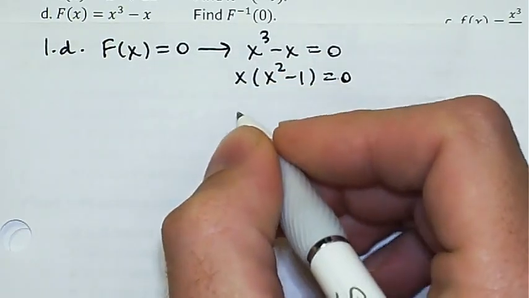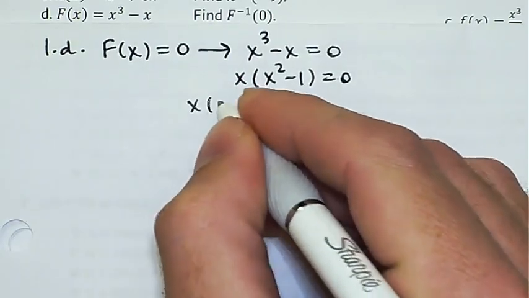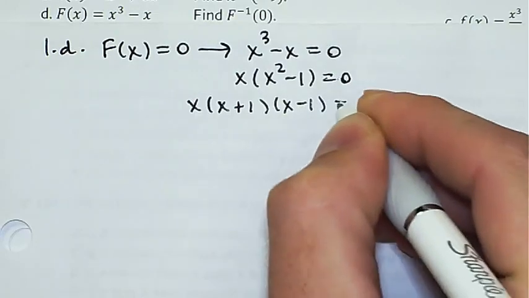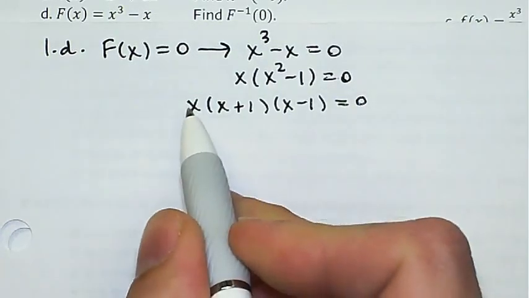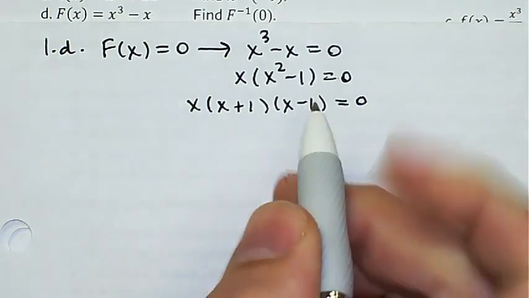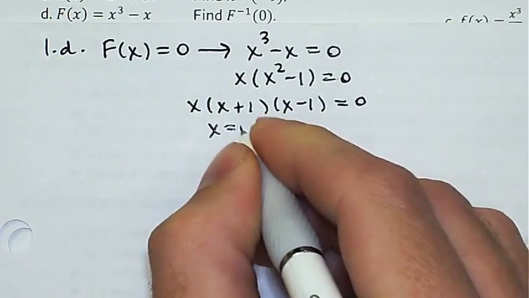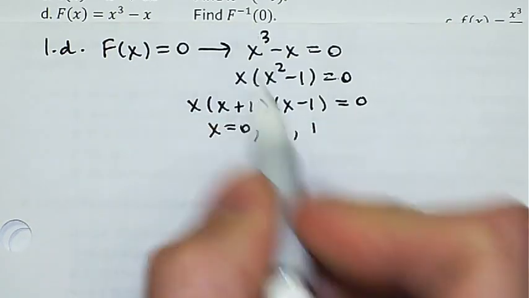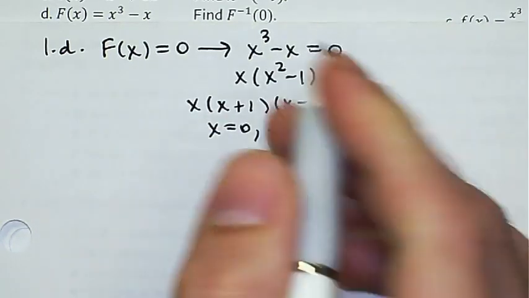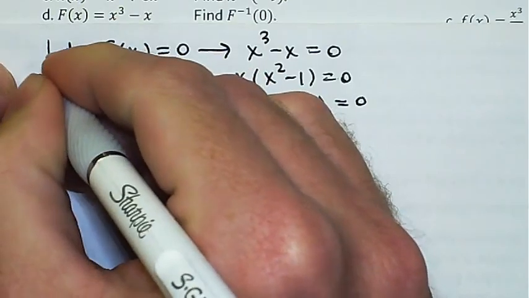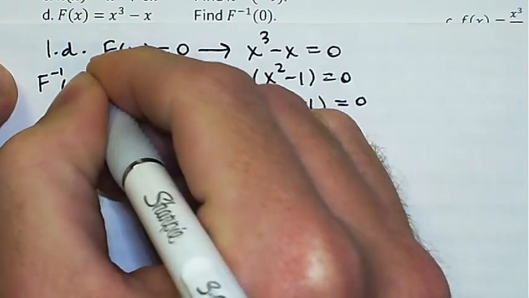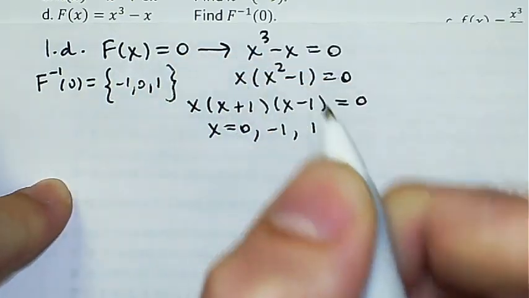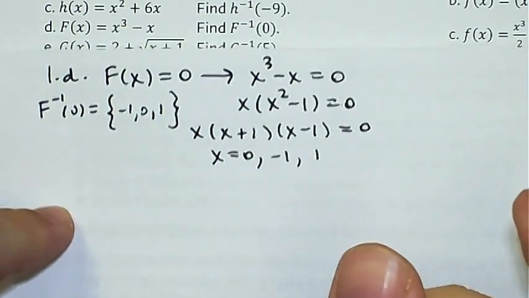And x squared minus 1, that can be factored too. That's a difference of 2 squares. So I'm going to have x times x plus 1 times x minus 1 equaling 0. So this would be true when x was 0 or negative 1 or positive 1. So we would conclude that f inverse of 0 was the set that had all three of these values in it. Whoops, for the brace. That's all right.